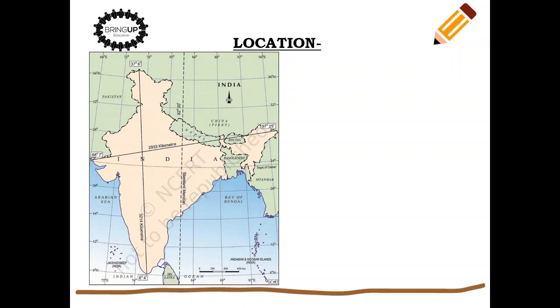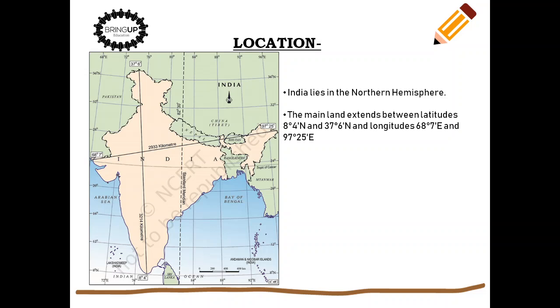The first topic is the location of India. India lies in the northern hemisphere. As we all know, our country lies above the equator, therefore it is considered to be in the northern hemisphere. The mainland extent includes the latitudinal and the longitudinal extent. The latitudinal extent is from 8 degree 4 minutes north to 37 degree 6 minutes north, and the longitudinal extent is from 68 degree 7 minutes east to 97 degree 25 minutes east.